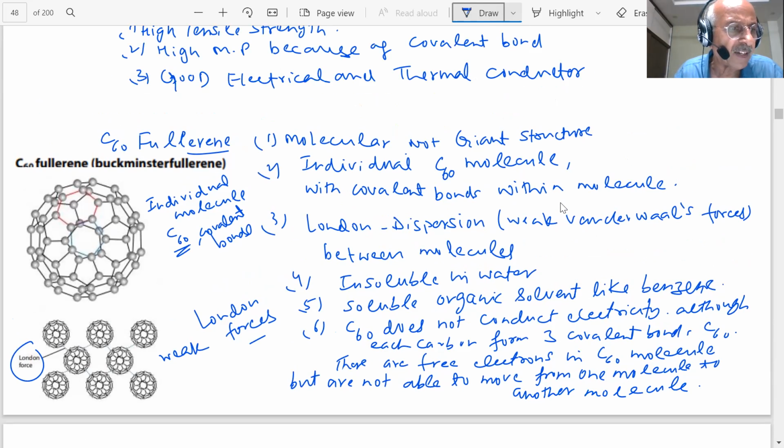So diamond and graphite are giant structures, but fluorine is a molecular structure. The melting points of diamond and graphite are substantially higher than fluorine, because covalent bonds must be broken when diamond and graphite are melted, but only intermolecular forces must be overcome when fluorine melts. Important question, students.